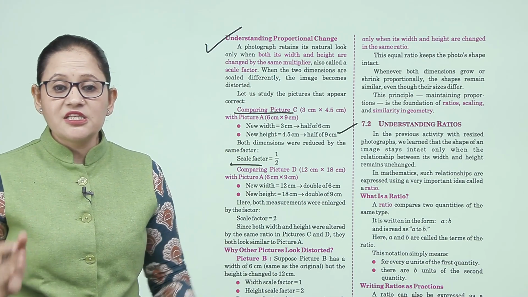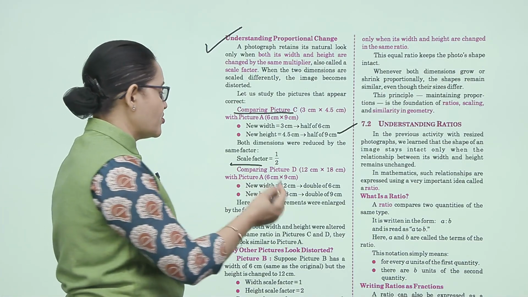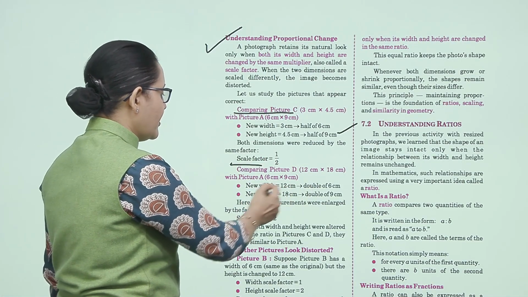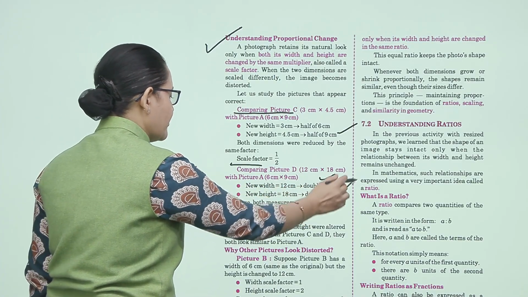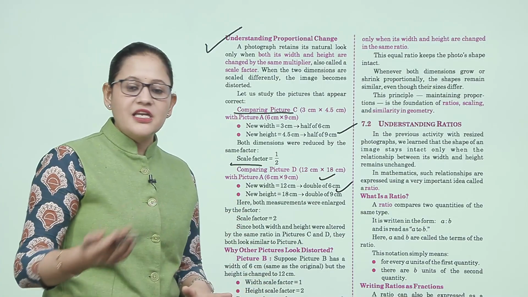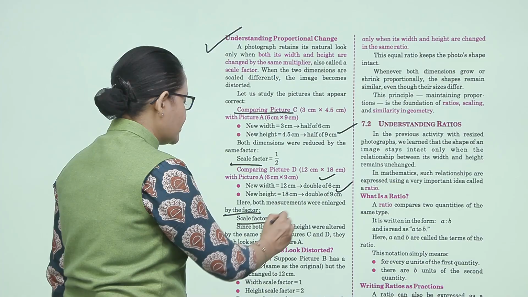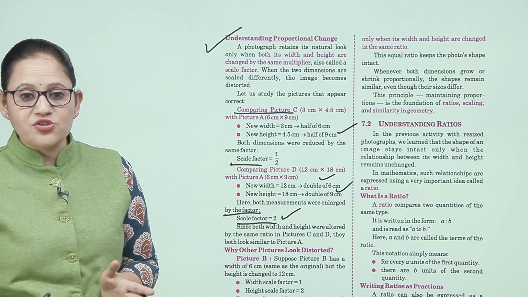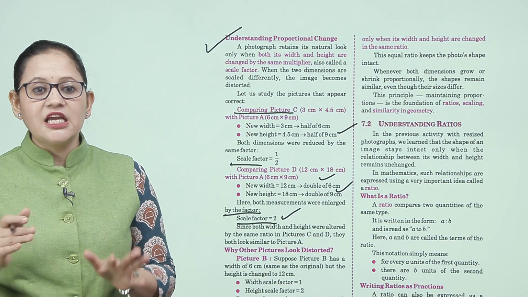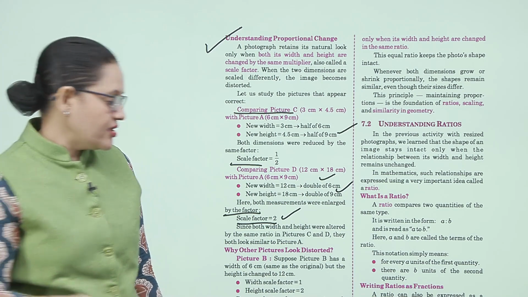Comparing picture D, that is 12 by 18 centimeters, and picture A, that is 6 by 9, here you can see the new width is double of 6, and the new height is double of 9. So both measurements are enlarged by the same factor, the scale factor is 2. Since both width and height are altered by the same ratio in pictures C and D, they look similar to picture A. Why do other pictures look distorted?